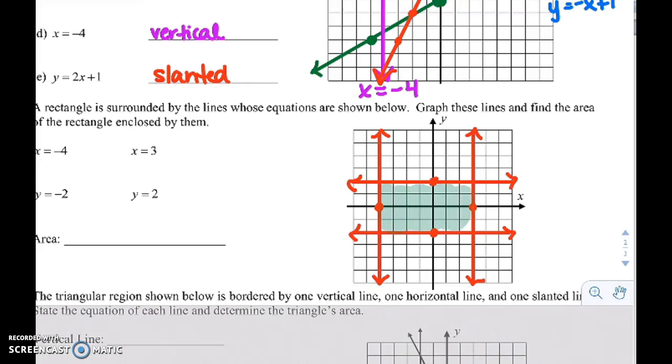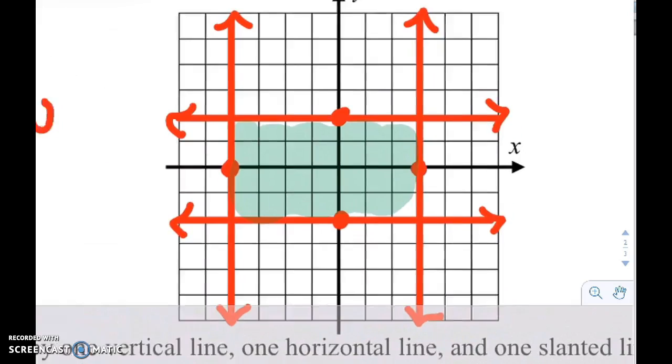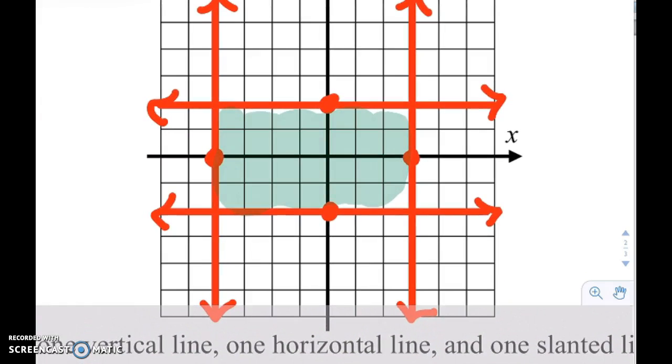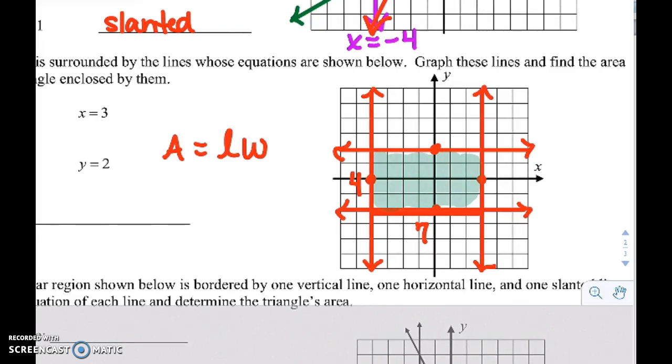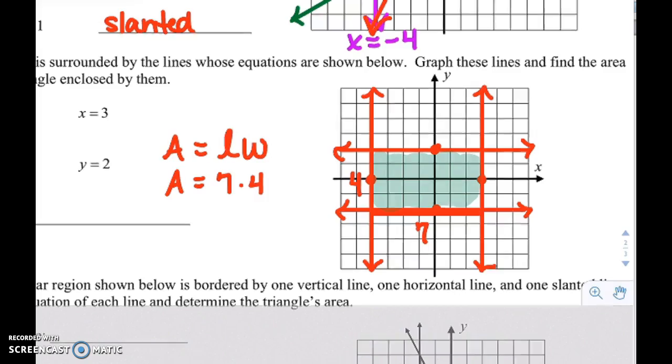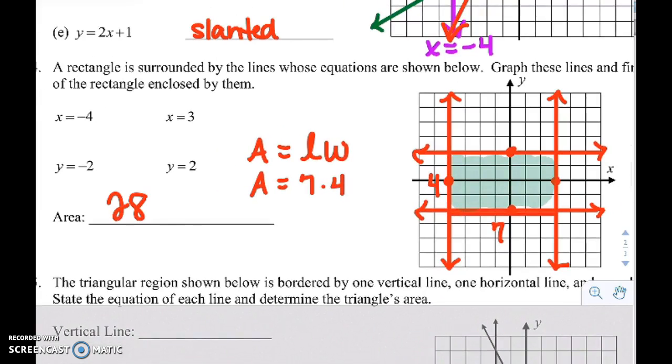Like they were saying, area of a rectangle equals length times width, or base times height. So I'm just going to count across here. 1, 2, 3, 4, 5, 6, 7. So we have a length or a base of 7 and a width or a height of 1, 2, 3, 4, which gives me an area of 7 times 4, which gives me an area of 28 units squared.